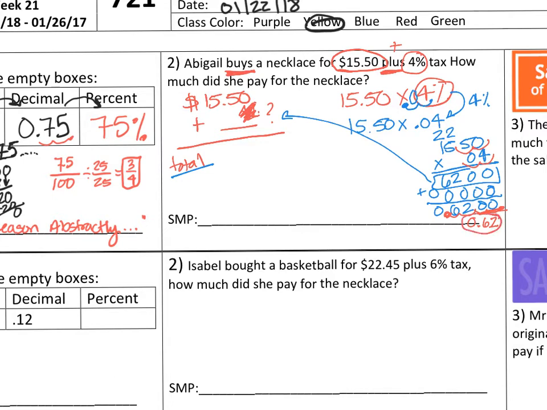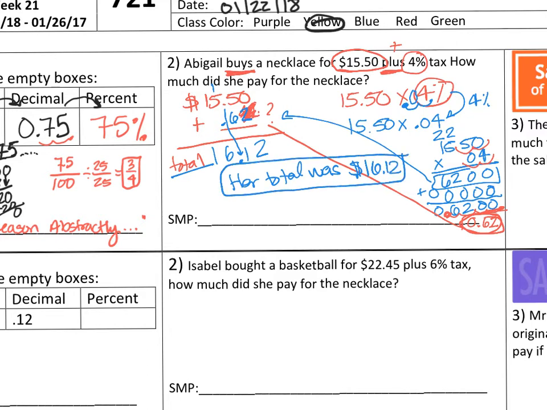So I'm going to add this to my total amount. So plus 0.62. 0 plus 2 is 2. 5 plus 6 is 11. Carry the 1. 1 plus 5 is 6. 1 plus 0 is 1. Bring down your decimal place in the same spot. So her total was 16.12 for the necklace. Now here you definitely have to attend to precision.